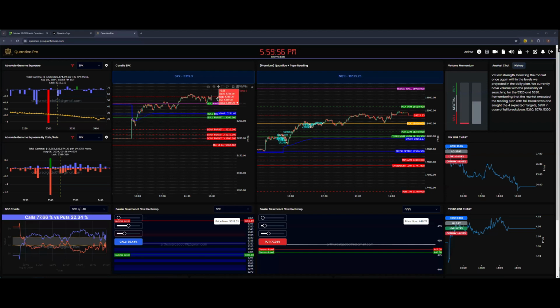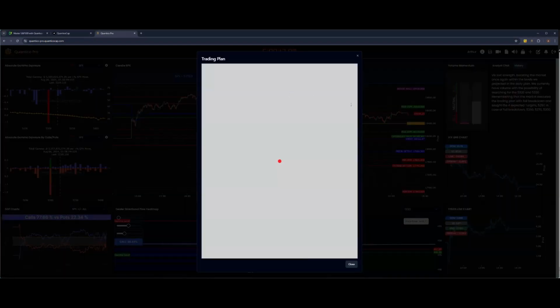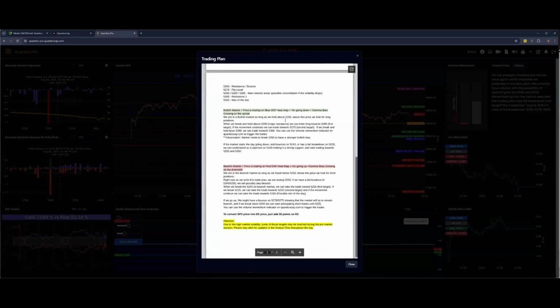If you want to see where to actually get the trading plan, either go to our community Discord that you have access to, or go to the dashboard here. So when you're on the dashboard, what you're going to want to do is click on this little icon here. And if you hover over it, it actually says trading plan. And when you click on it, you should get it right here.